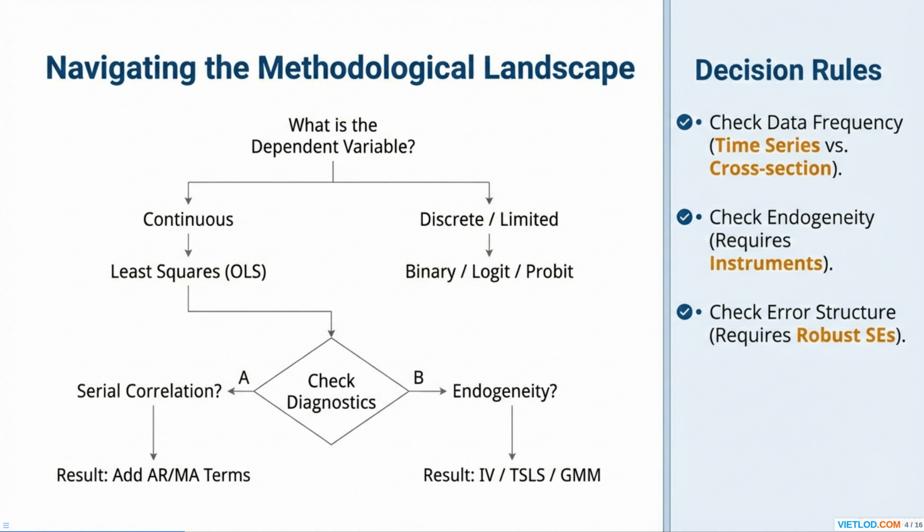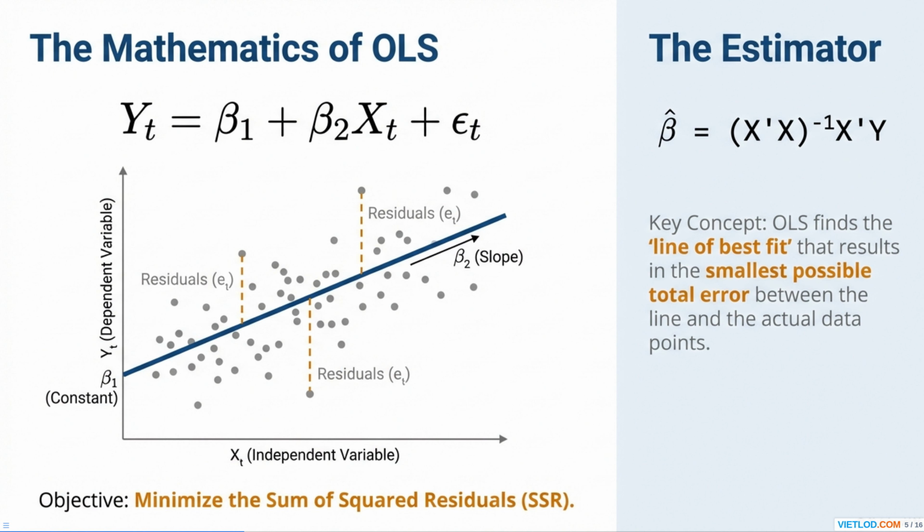You must check for issues like serial correlation, particularly with time series data, which may require adding AR or MA terms to your model. Equally important is checking for endogeneity, where an explanatory variable is correlated with the error term. This often necessitates the use of instrumental variables, such as TSLS or GMM. Beyond these, always consider your data's frequency, whether it's time series or cross-sectional, and rigorously examine the error structure of your model. Issues like heteroscedasticity, for instance, often call for robust standard errors to ensure valid inferences.